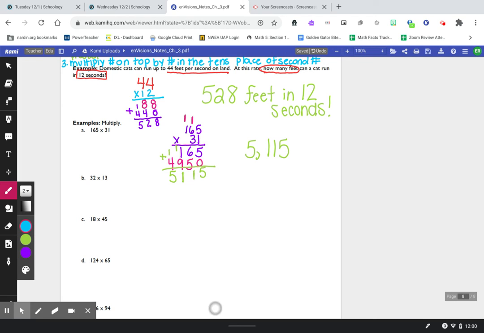All right, B. 32 times 13. Start with that number in the ones place. 3 times 2 is 6. 3 times 3 is 9. There's nothing to carry. Nice and easy. So now we can move on to the number in the tens place. Before I can go there, I need to place my 0. And then I say 1 times 2 is 2. 1 times 3 is 3. Add them up. You get 6, 11, carry your 1, and 3 plus 1 is 4. So this answer is 416.